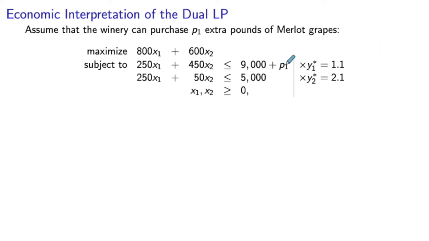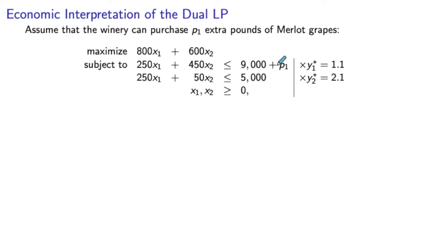Recall that the first constraint corresponded to the availability of Merlot grapes. We had 9,000 pounds available, and assume that we have an opportunity to purchase P1 pounds of additional Merlot grapes. Then the question is, how much is it going to change our profit? This will determine how much we should be willing to pay for this resource while still making at least as much in profit.